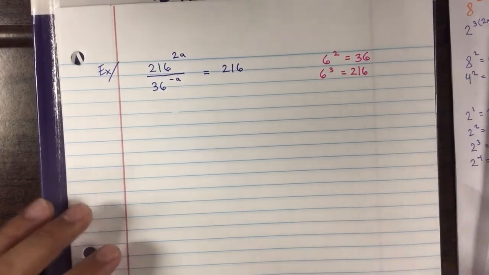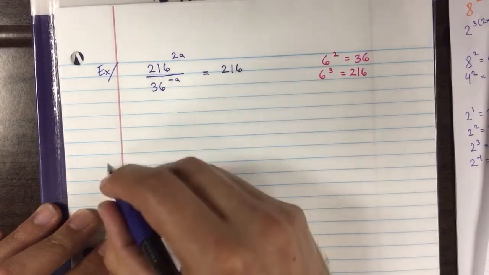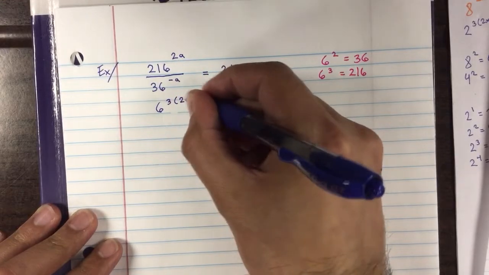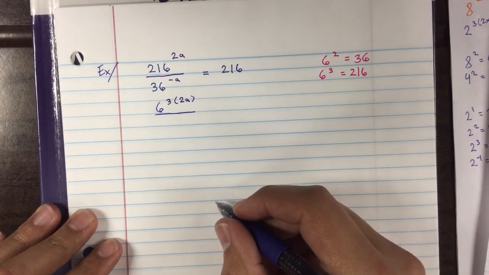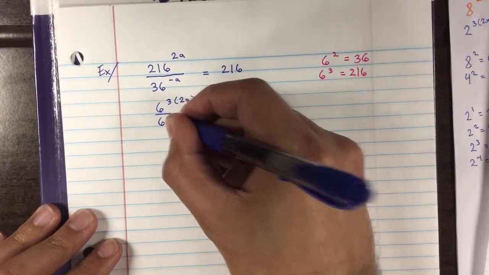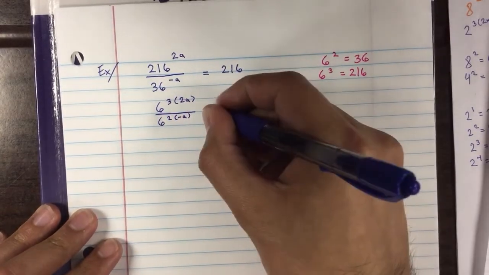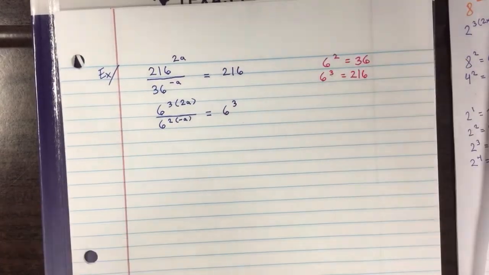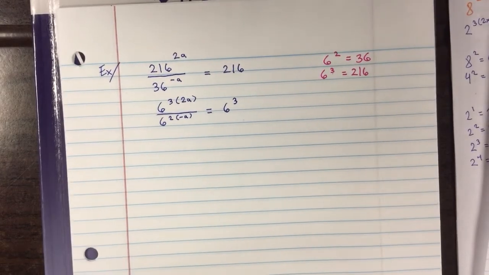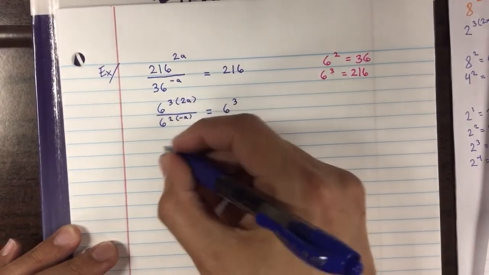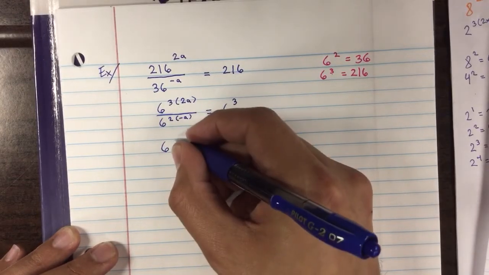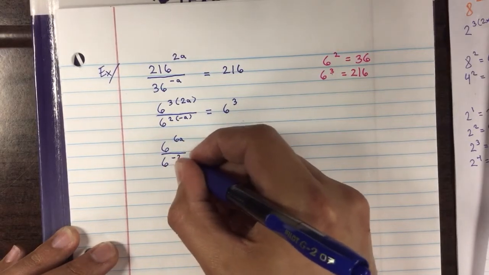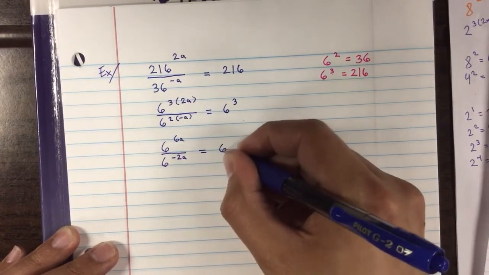So let's switch those around. So 216 on the top is changing to 6 to the third power, parentheses 2a. On the bottom, that's changing to 6 squared times negative a equals the 6 to the third power again. Okay, so let's condense and fix the left side. Let's go ahead and multiply the top power, so that'll be 6a, and then multiply the bottom power, so that'll be negative 2a, and this will be 6 to the third.